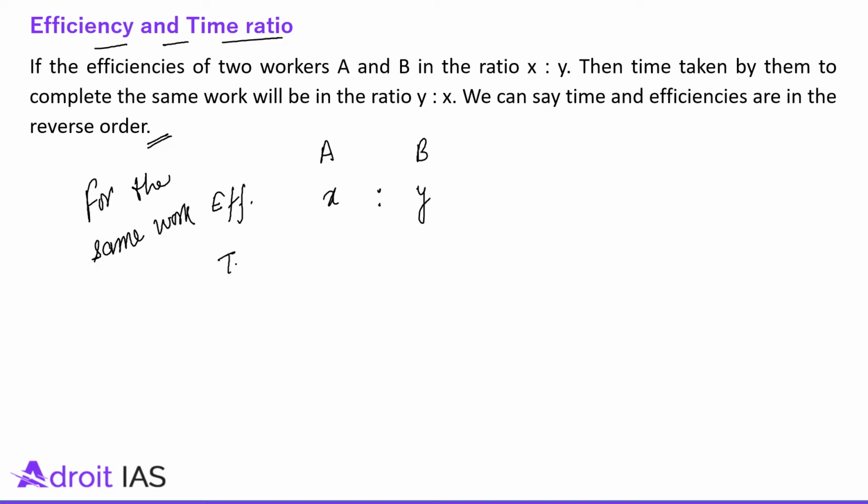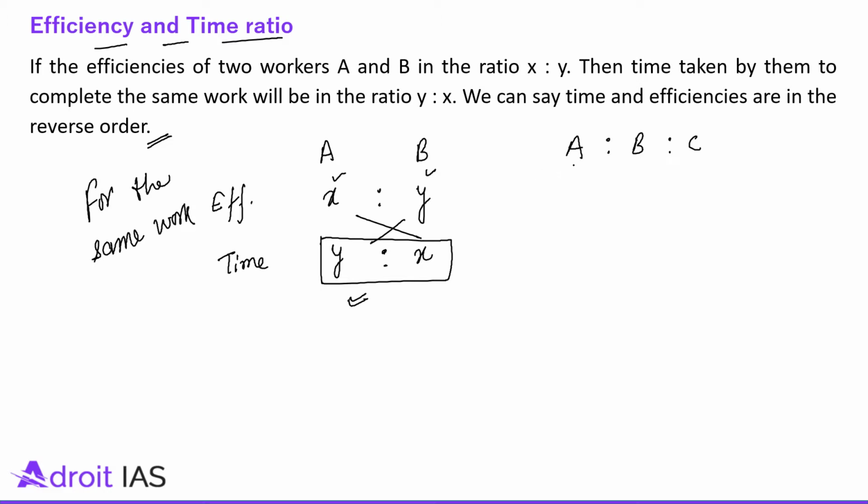they take time in the ratio y is to x. It is just the reverse of it. So for two workers it is simple. But when it comes to three workers, how do we reverse it? Let me tell you. For two workers it's very simple: if it is x is to y, then it will be y is to x.